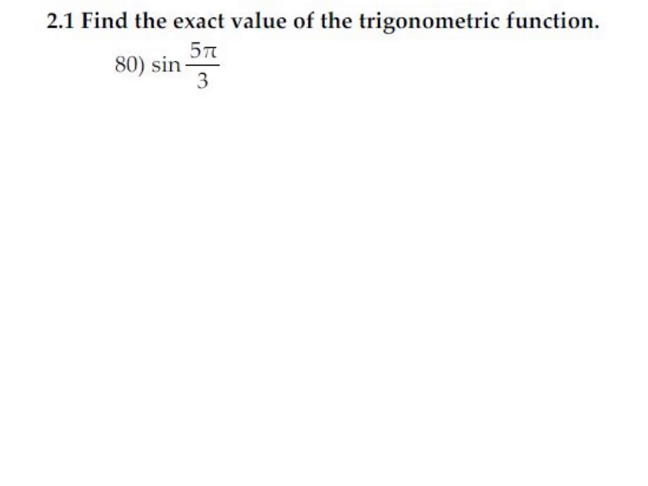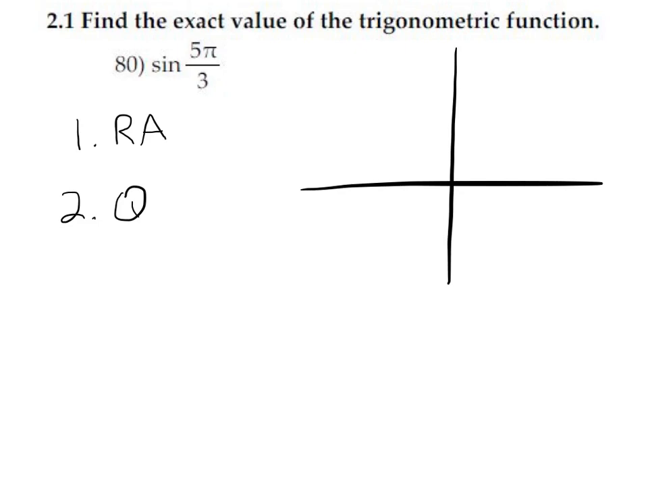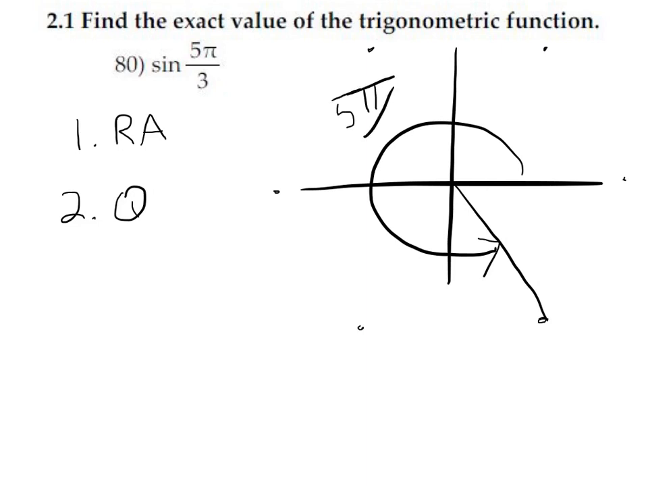Find the exact value of the trigonometric function sine 5 pi thirds. So we essentially need to do two things. One is reference angle and two is quadrant. This can all be done by knowing where the pi thirds are. 0, 1, 2, 3, 4, 5 pi thirds. There we go. That is 5 pi thirds.